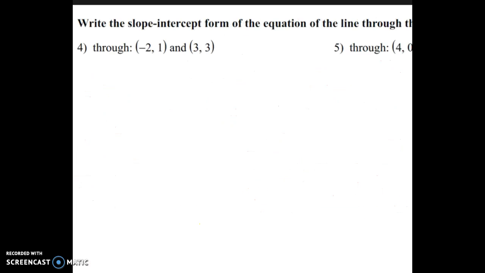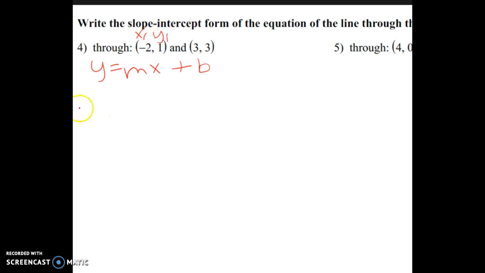So now we're asked to write the slope-intercept form of the equation of a line through 2 points. If you look at your graphic organizer, it will show you that when you're given 2 points, first you need to find the slope. Because again, slope-intercept form is y equals mx plus b. We can easily use either of these points as our x1, y1. I usually just choose the first one because that's the easiest.